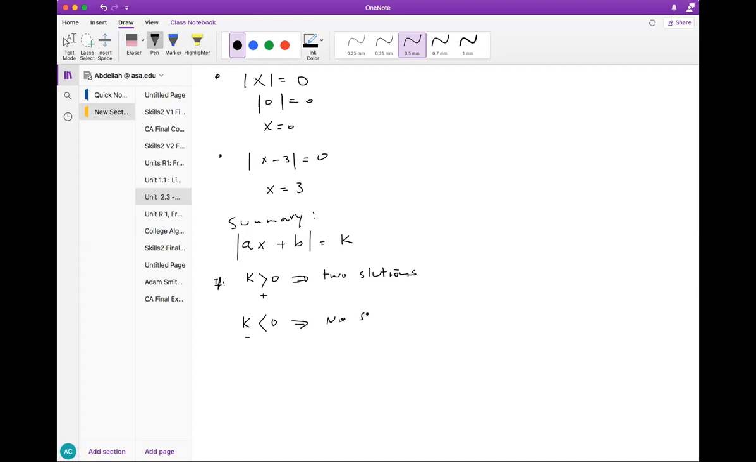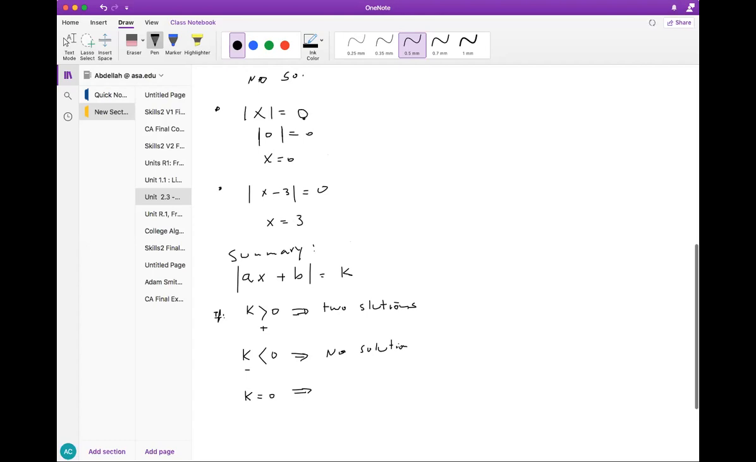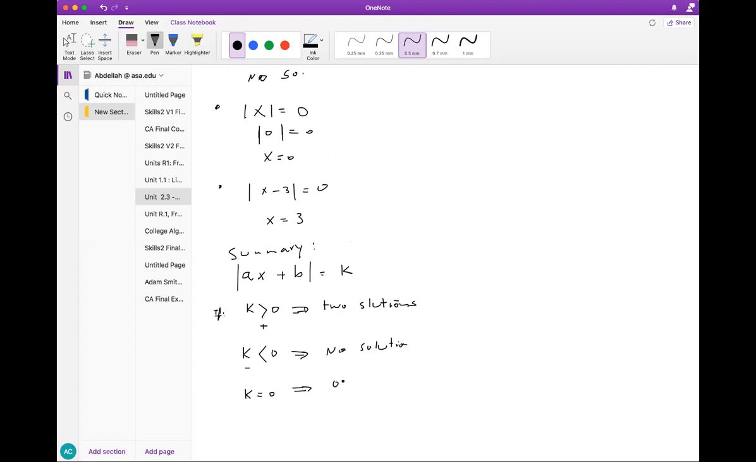What's the third case here? K greater than 0, k less than 0, and the third one is k equal to 0. That's right. In this case, how many solutions do you have? Is it 1? 1, that's right, 1 solution. And that pretty much sums up.